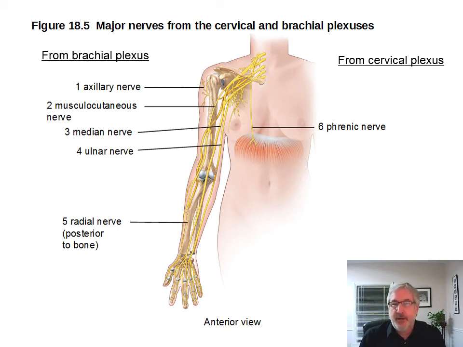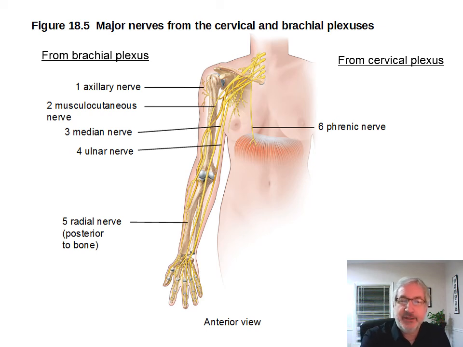Okay, so here are the major nerves from the cervical and brachial plexus, looking at this in anatomical position. From the cervical plexus you have the phrenic nerve, and from the brachial plexus you have the axillary, musculocutaneous, median, ulnar, and radial nerves. The radial nerve is posterior, and we're going to talk about the positions of all these different nerves.